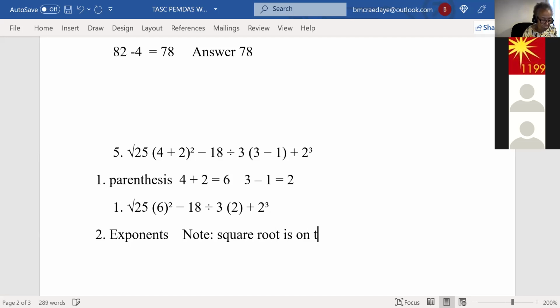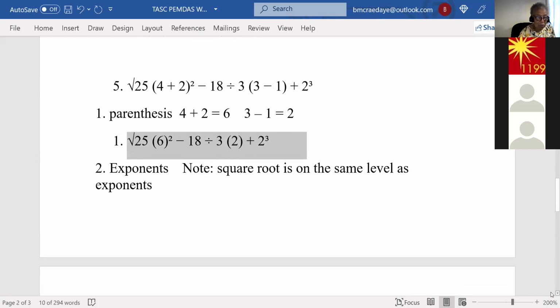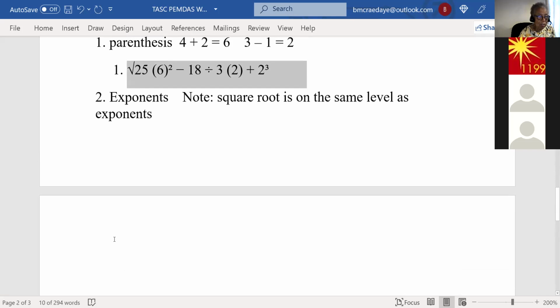Now, so the note: square root is on the same level as exponents. Okay, so square root is raising a number to the 1/2 power. Okay, so Vanessa said we do the exponents next. So let's just do the exponents and the powers. So I'll just copy that. And we'll put what the value of those exponents are.